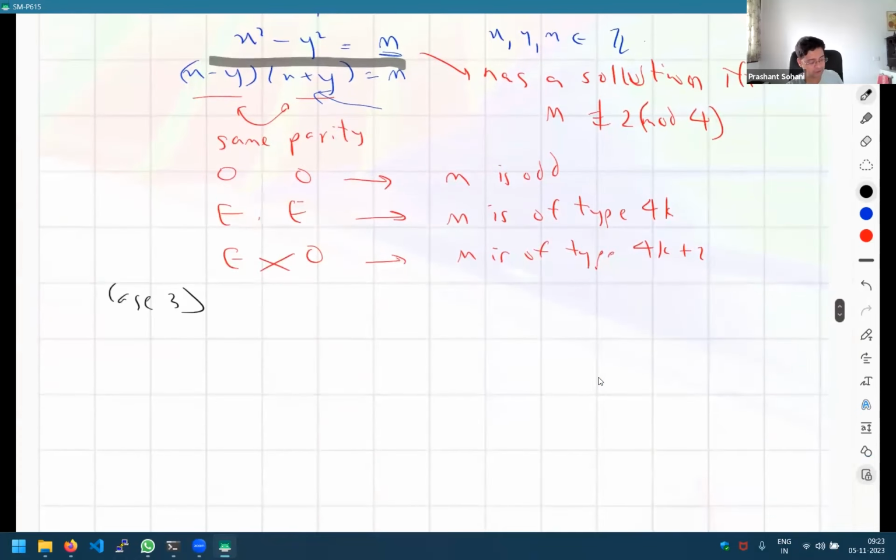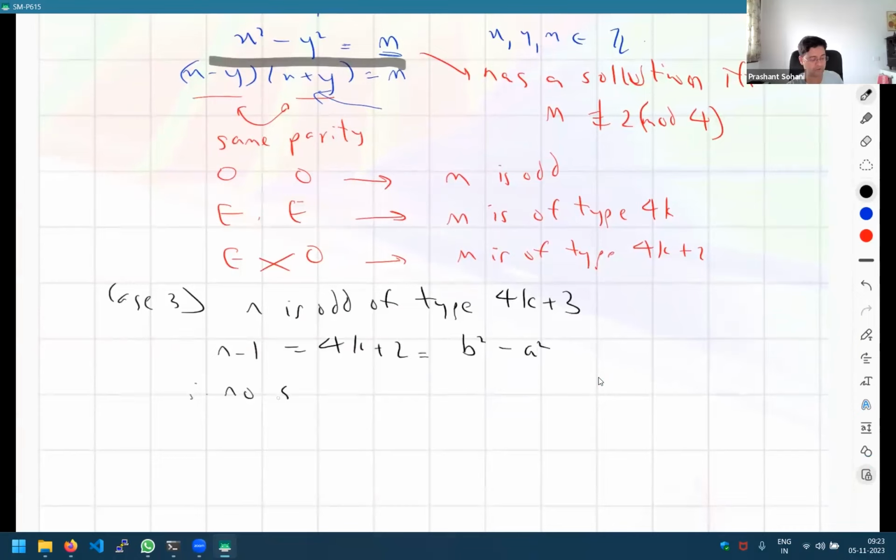But case 3 is n is odd of the type 4k plus 3. So if n is of the type 4k plus 3, then n minus 1 is of the type 4k plus 2, right? And that same thing, b square minus a square. And therefore, no such solution will exist.